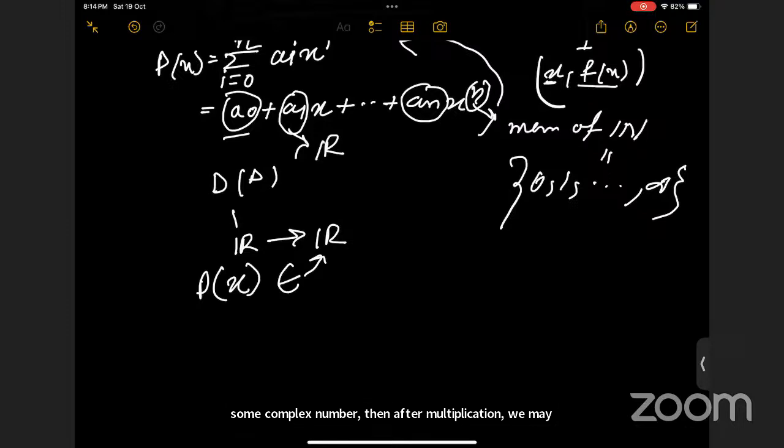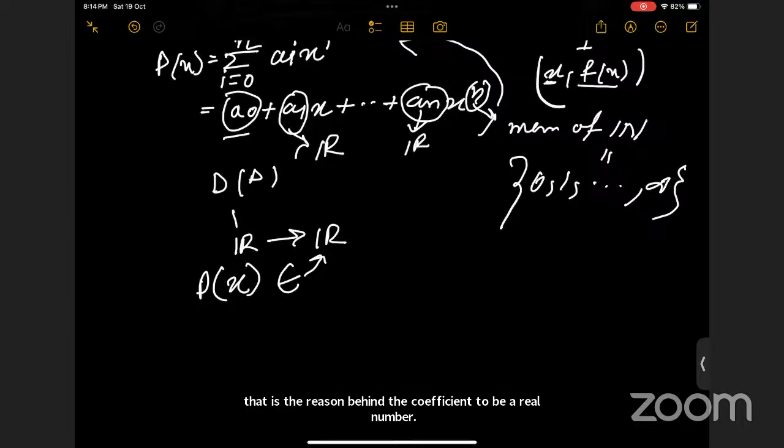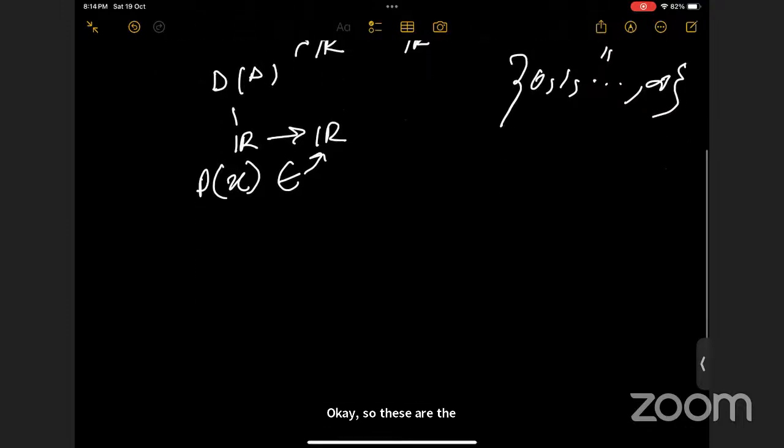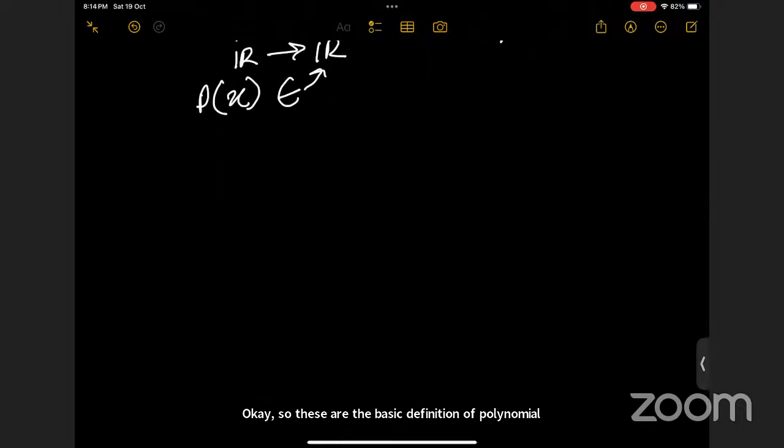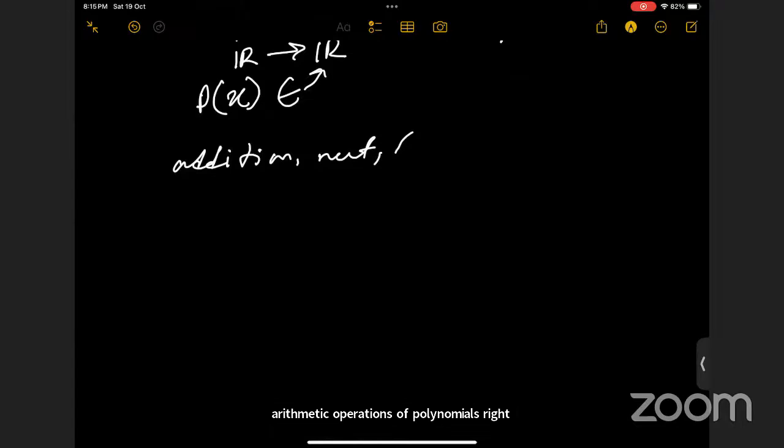So that is the reason behind the coefficient being a real number. Okay, so these are the basic definitions of polynomial that we all know. Then we know about the arithmetic operations of polynomials, right? Like addition, multiplication. Here I would like to add my doubt.